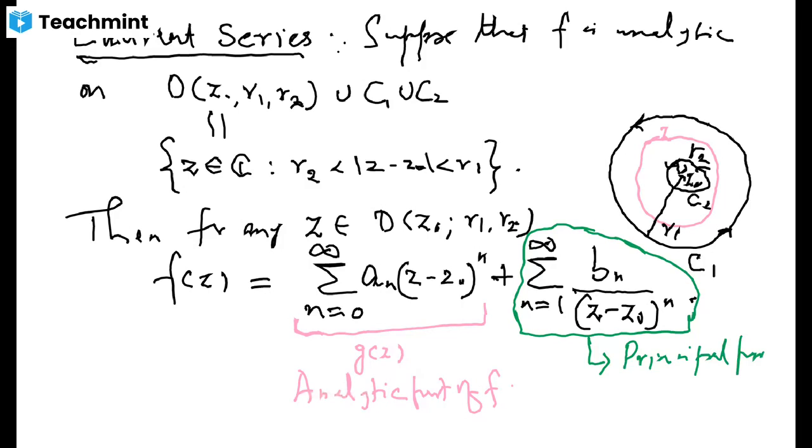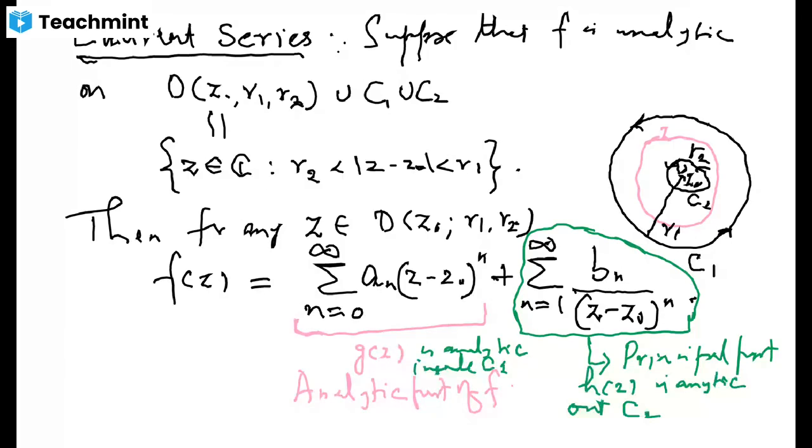And this is a function, it represents a sum function, and this function is also analytic, but it is not analytic inside the circle C2; it is analytic outside circle C2, whereas this g(z) is analytic inside C1.